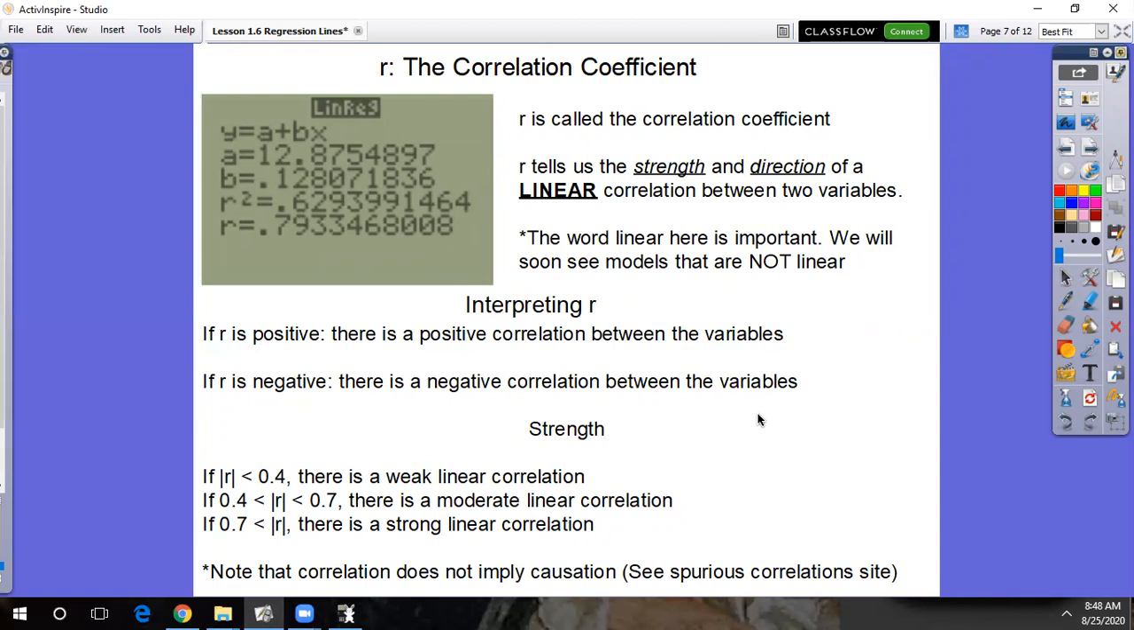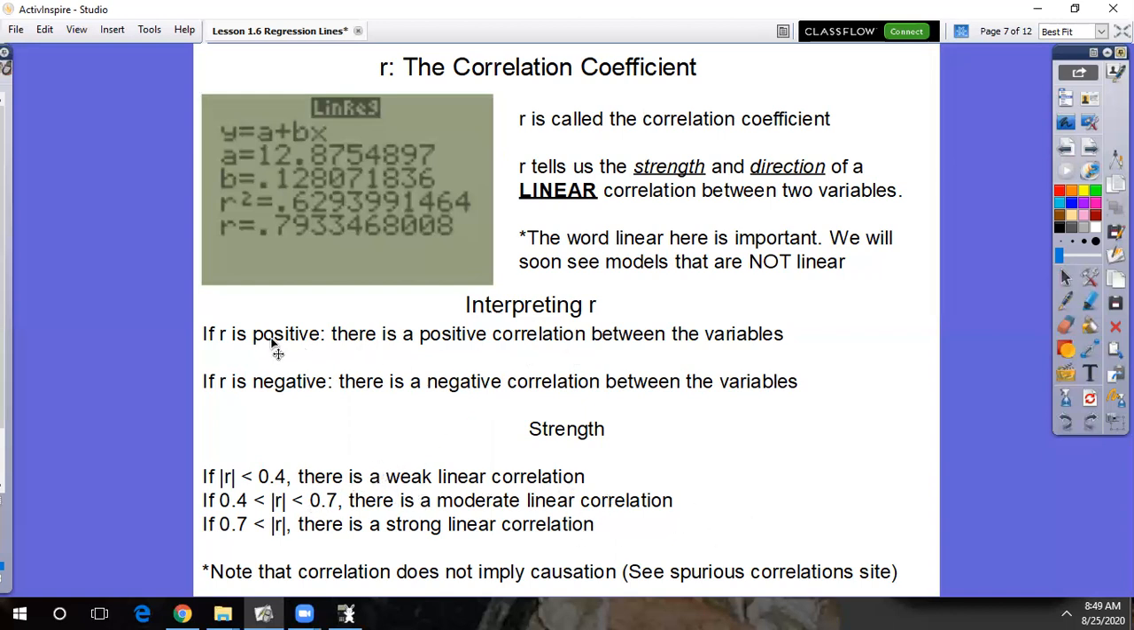For example, if we take our situation, our explanatory variable was population density and our response was COVID deaths. Population density alone does not cause COVID deaths. There are other factors that play into it. So that's how we tell the strength.